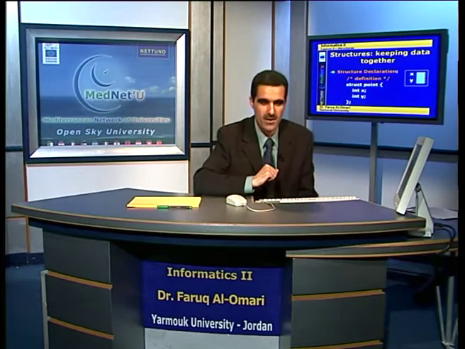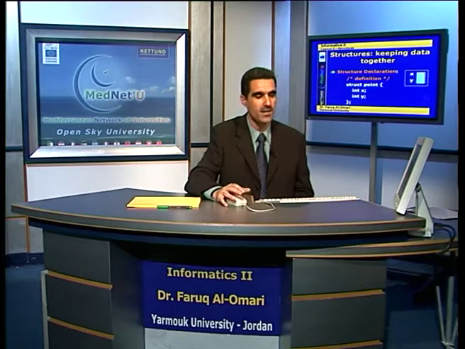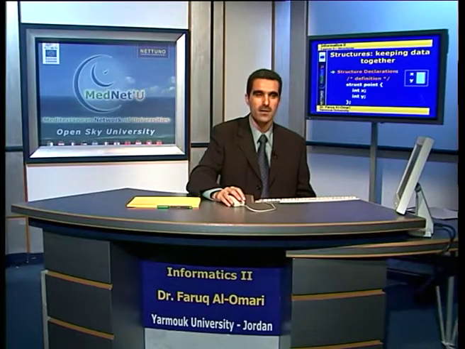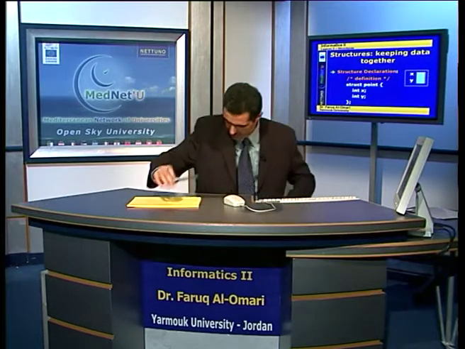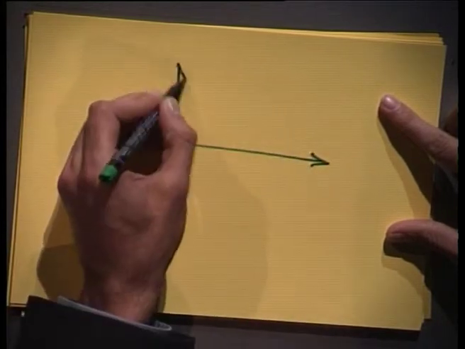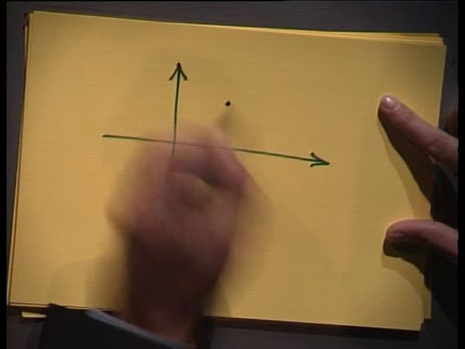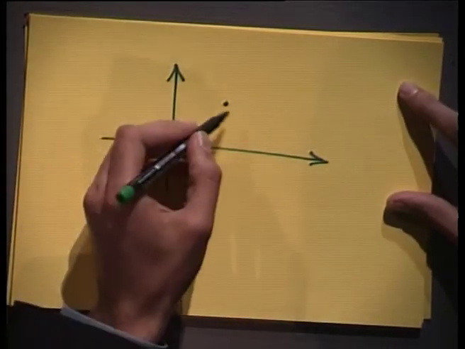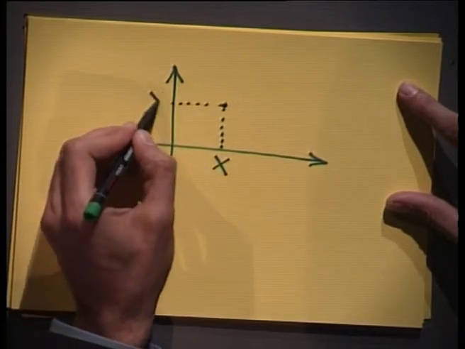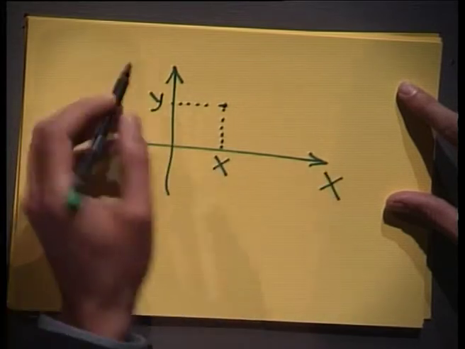Let's take a simpler example than this payroll thing, a very basic structure. The structure I'm going to talk about refers to the Cartesian coordinate of a point in the Cartesian plane. Any point on the Cartesian plane is referred to by its x and y. This is the point I'm referring to, this is its x component in the Cartesian coordinate, and this is its y component. So this is the xy plane.